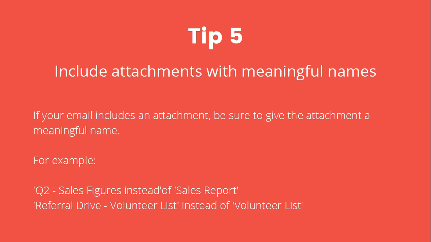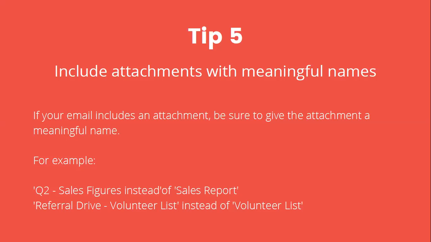Tip number 5. Now, this might seem like a small one, but I think it makes a big difference. Always include attachments with meaningful names. If your email includes an attachment, be sure to call it something meaningful. For example, instead of calling your attachment sales report, say Q2 sales figures.